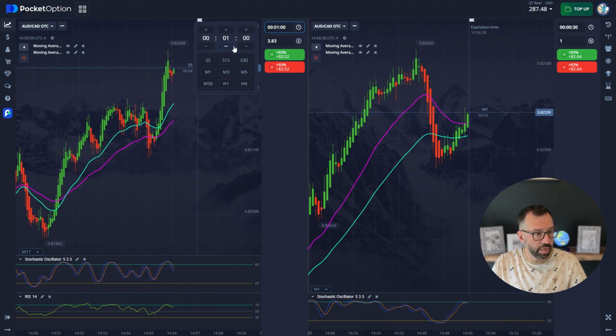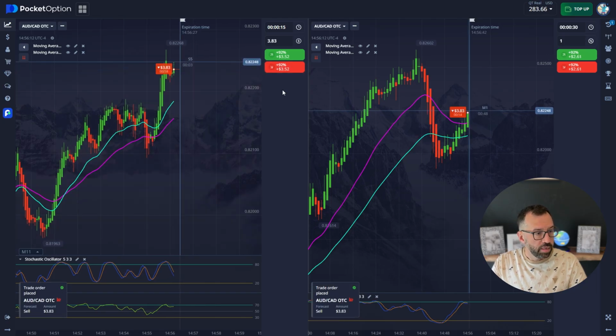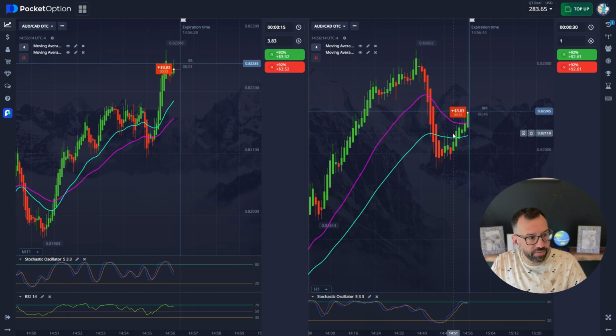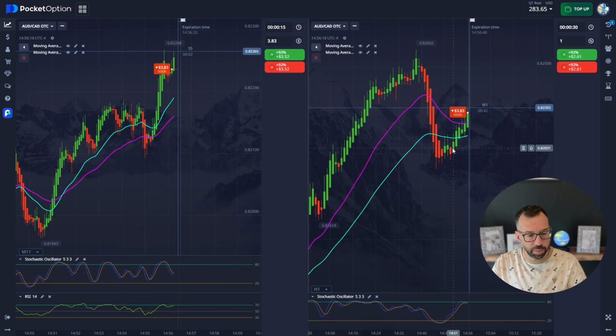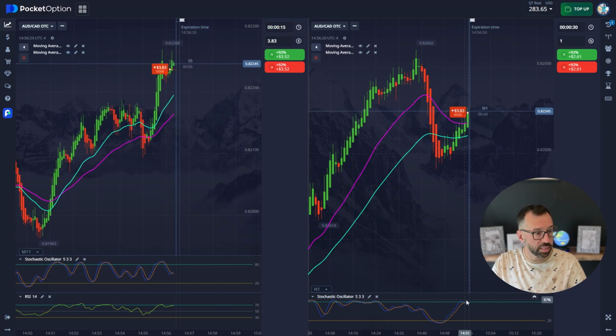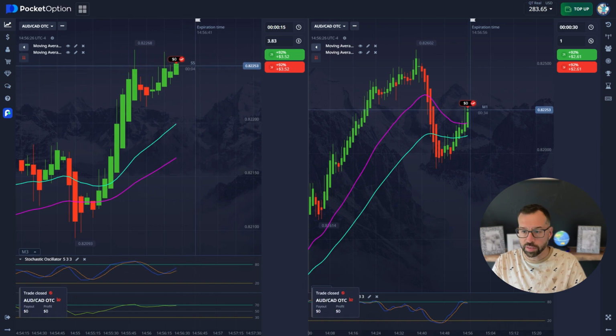So let's go ahead and we are going to try a 15-second sell here. I know we are on an upward momentum, but with the stochastic oscillator oversold here, we're going to hope we get 3, 2, 1 to bring this down. And that was a loss.